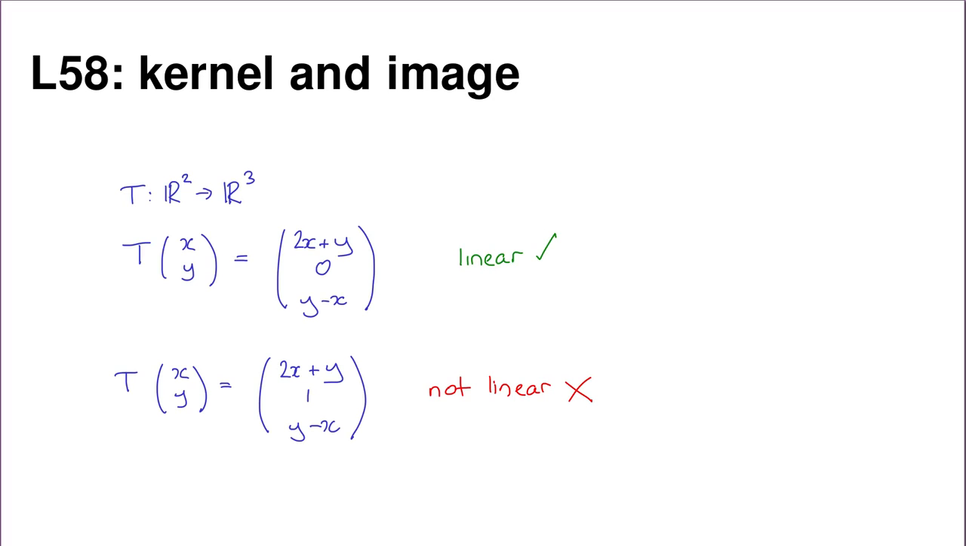I'm going to start this video with the answer to the problem I set you at the end of the last one, which was to determine whether or not two functions from R squared to R cubed were or were not linear. The first one was defined by T of a vector (x, y) equal to (2x + y, 0, y - x). That one is linear. And the other one was the same as the first, except in the middle coordinate you had a 1 instead of a 0. This one will not be linear. In fact, it doesn't obey either of the two linearity properties.